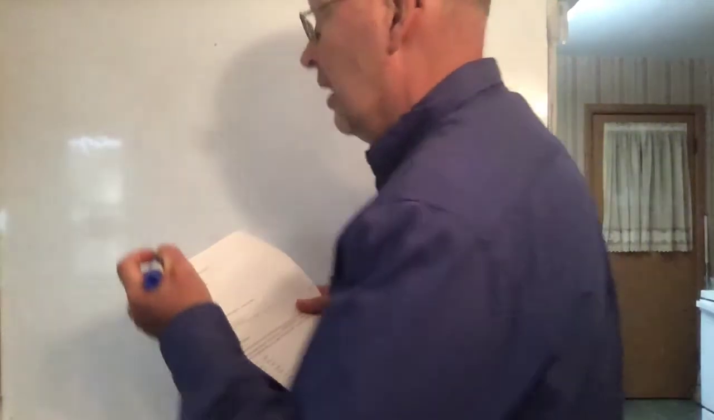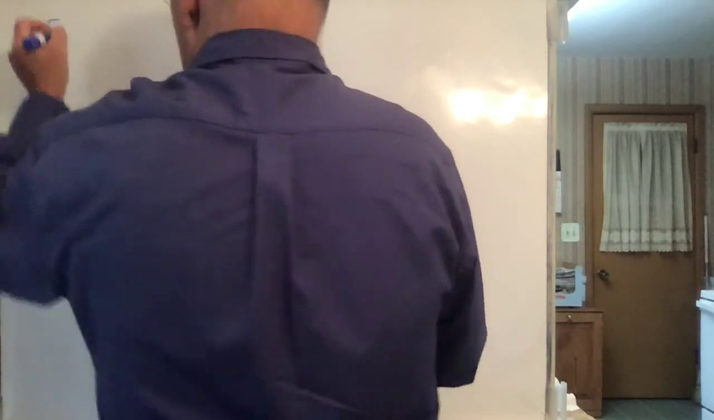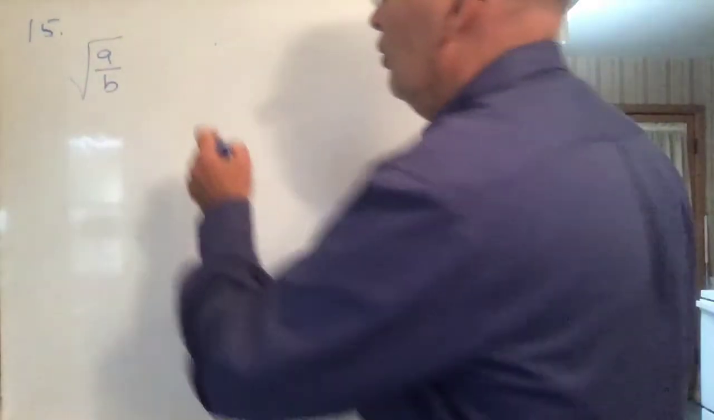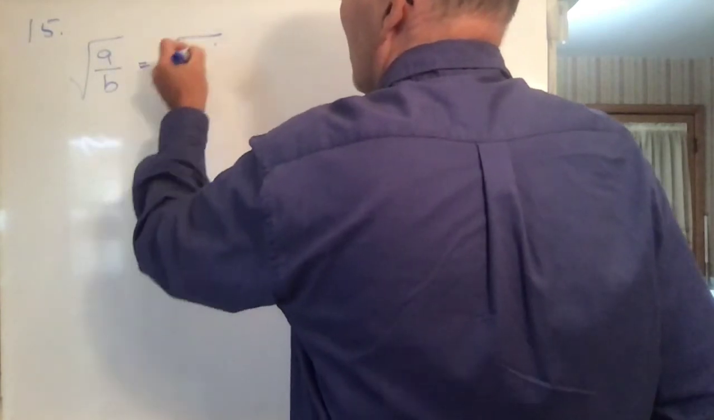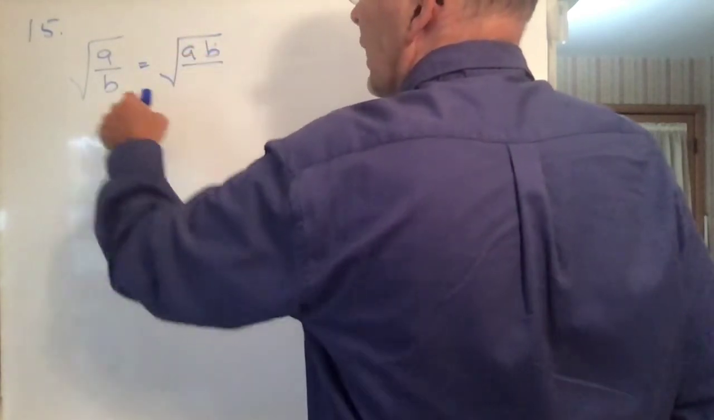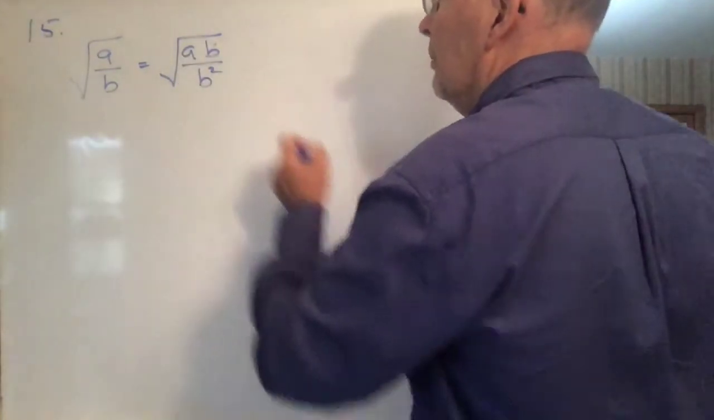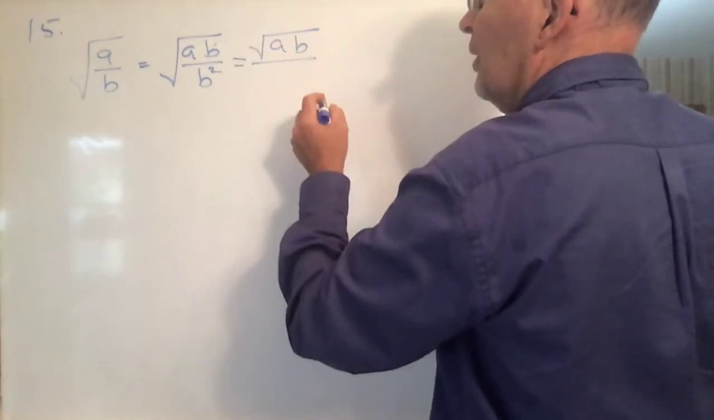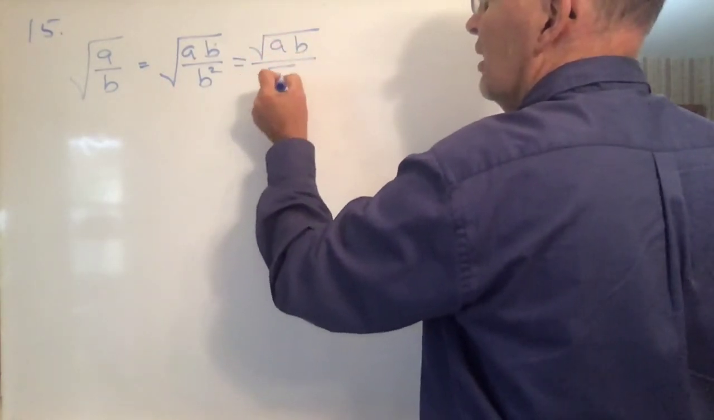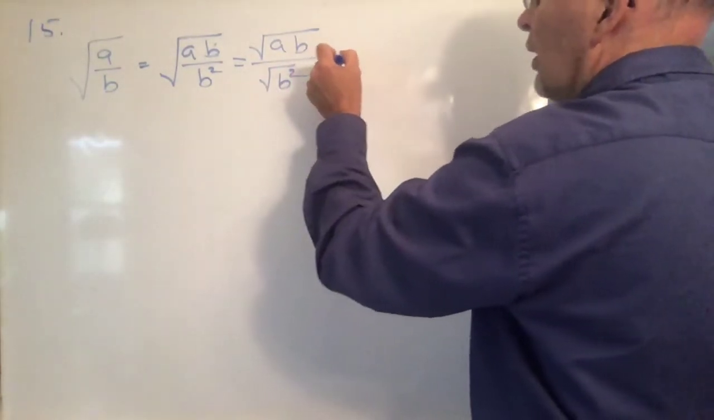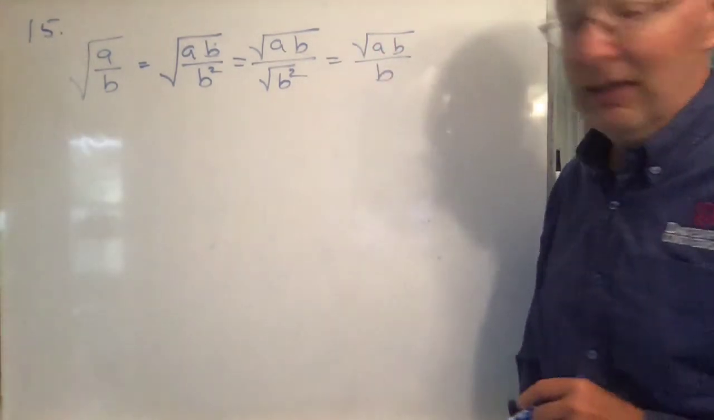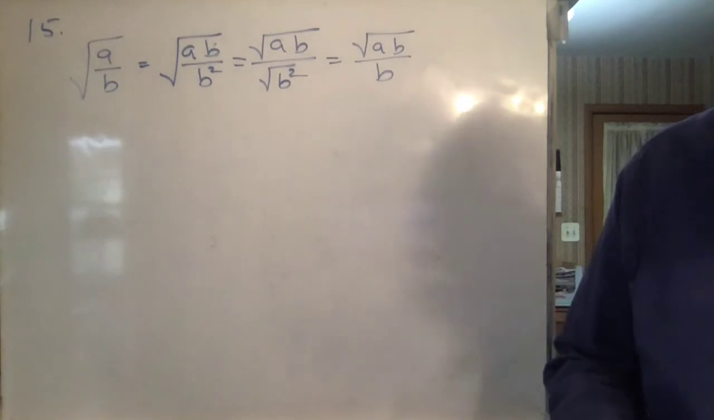So that was E. F, this is 15. F says the square root of A over B. And here's one thing you can do with that. I can multiply both the top and the bottom by B. That'll make the bottom B squared. And then I can break it up again, since everything is being multiplied and divided. And then since the square root of b squared is just b, that's just going to be that right there. So that one was good.